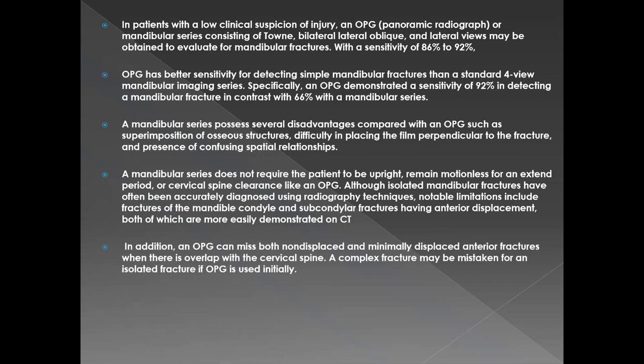In addition, an OPG can miss both non-displaced and minimally displaced anterior fractures when there is overlap with the cervical spine. So this is the downfall of all plain X-rays when compared with CT, because it's difficult to accurately eliminate the cervical spine shadow from the anterior mandible on a plain X-ray. So whenever you have a symphysis fracture, unless you open that fracture site, you cannot be sure what is actually there. And a lot of times the OPGs have actually lulled us into a false sense of security by giving us an impression that we have a very minimally displaced or a single fracture line over here. But when we opened it, there was usually a lot of comminution, and our treatment protocol had to change significantly.